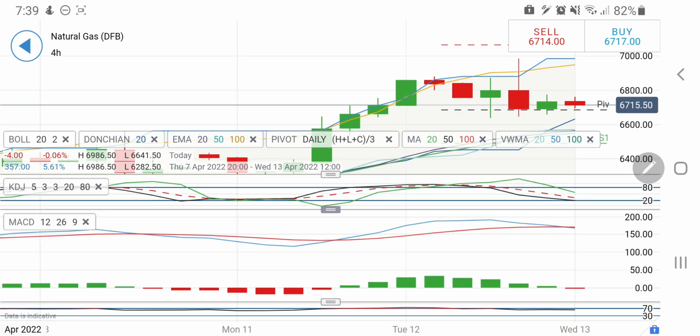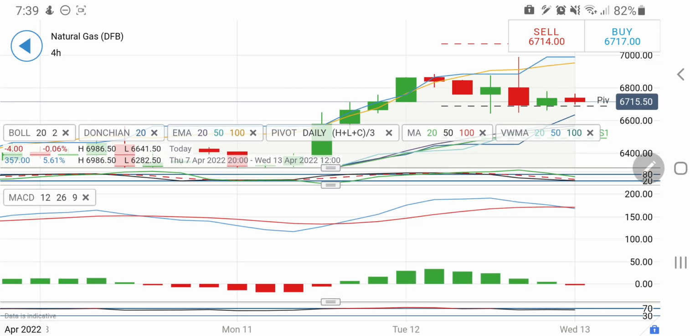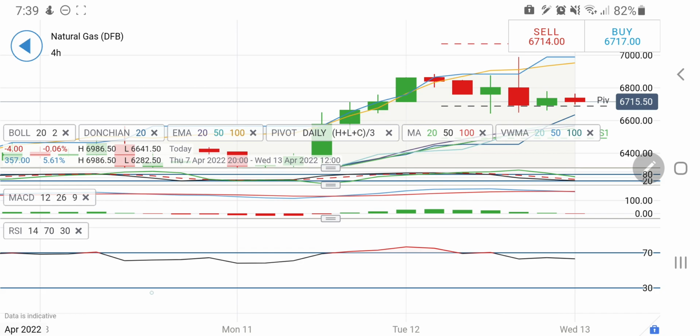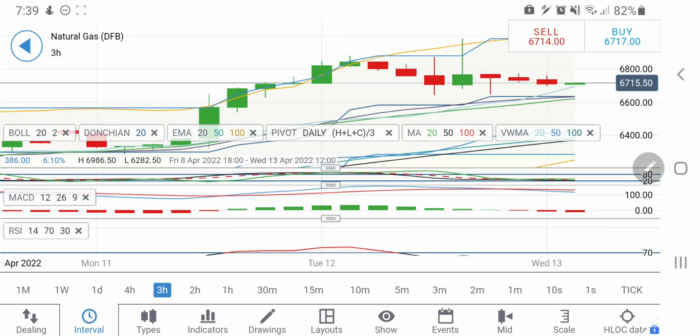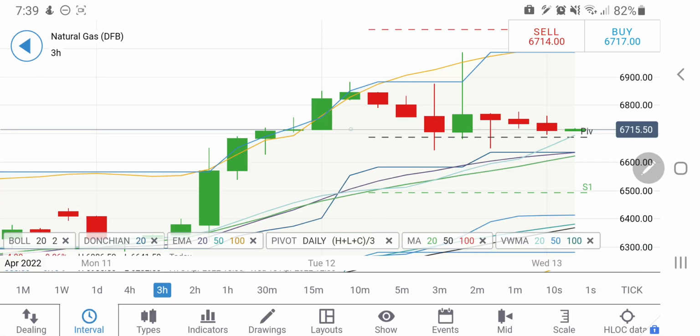4-hour stochastic near to oversold. MACD has just crossed over on the sell side. RSI is comfortable but near to overbought zone. 3-hour charts indicating that once it breaks 6.68 we may see a good drop. Till the time it remains above 6.68, it is trying to consolidate here.